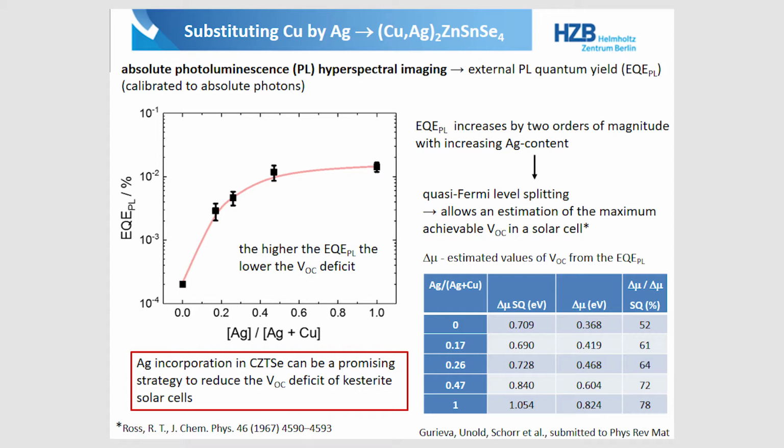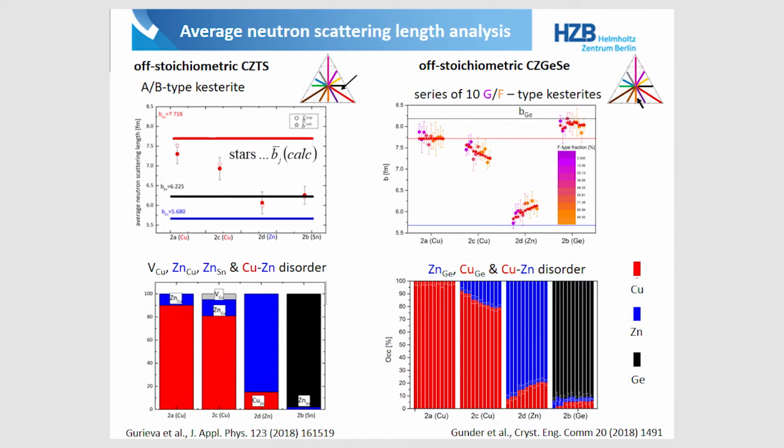So unfortunately, the results for the thin films are not that good. Okay, I have to speed up. So in principle, silver incorporation is very promising to increase the VOC and reduce the deficit. One view to the off-stoichiometric Kesterite.